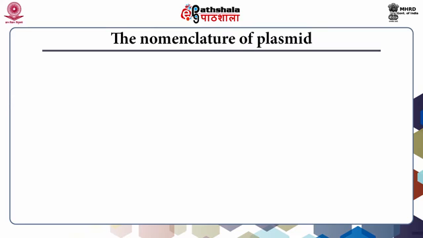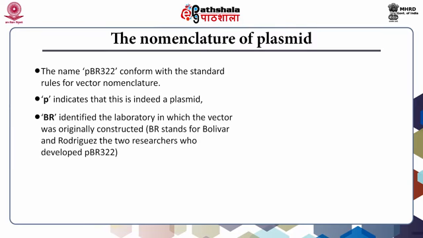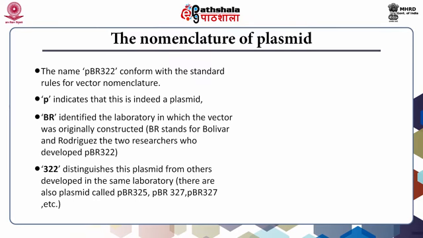The nomenclature of plasmid. The name pBR322 conforms with the standard rules for vector nomenclature. P indicates that this is indeed a plasmid. BR identified the laboratory in which the vector was originally constructed. BR stands for Bolivar and Rodriguez, the two researchers who developed pBR322. 322 distinguishes this plasmid from others developed in the same laboratory. There are also plasmids called pBR325, pBR327, etc.